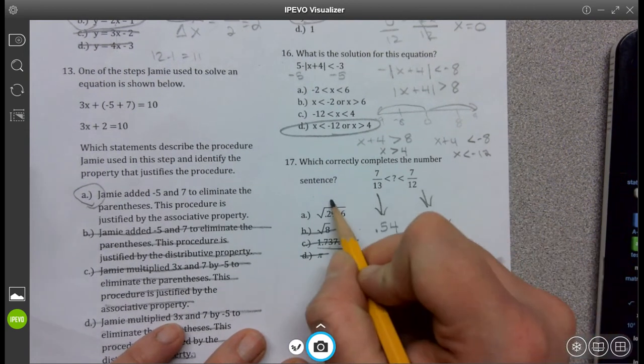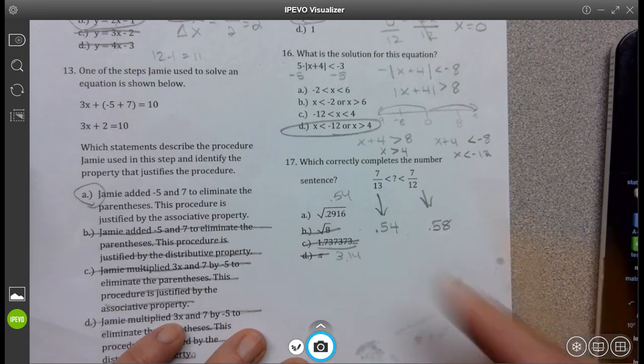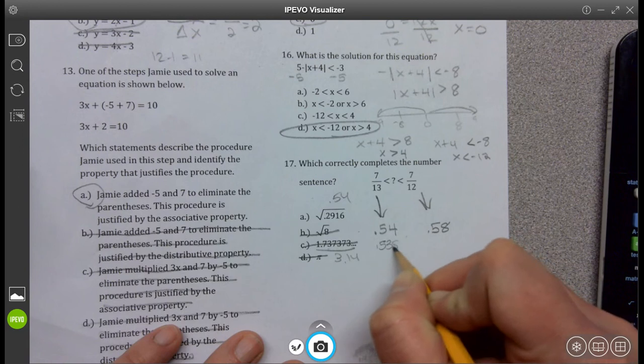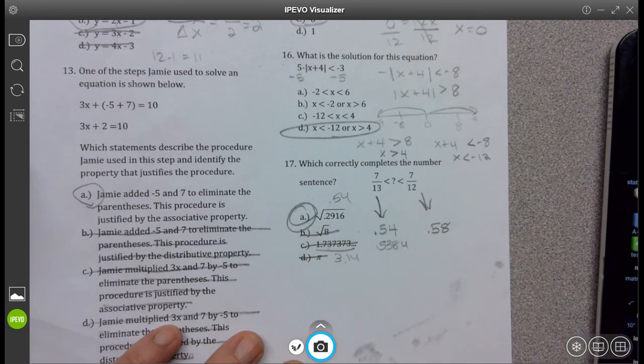0.2916 gives me 0.54. Well, this one's actually, is it 0.54? It's actually 0.5384. So yes, it is A.